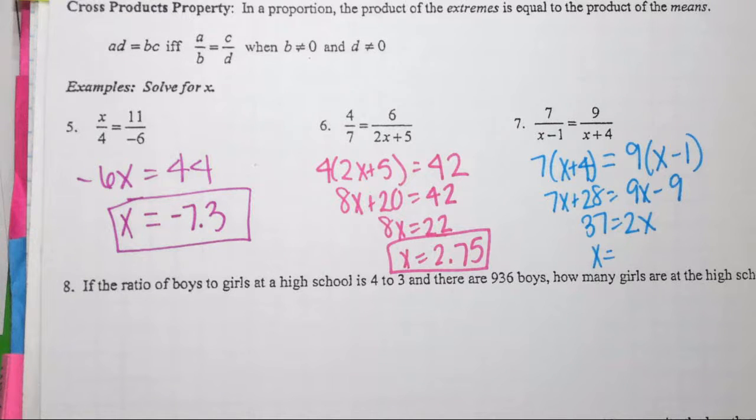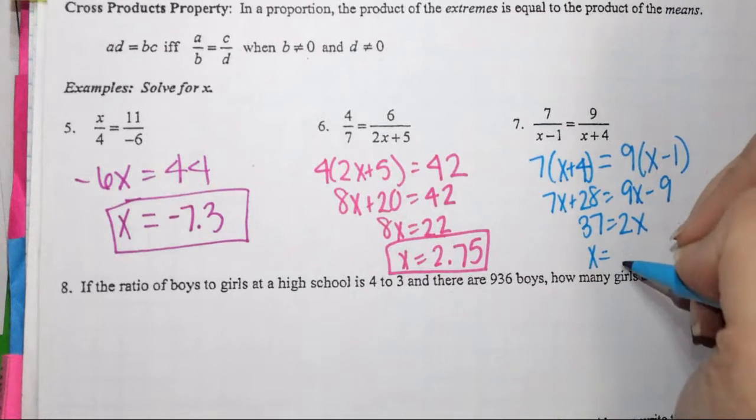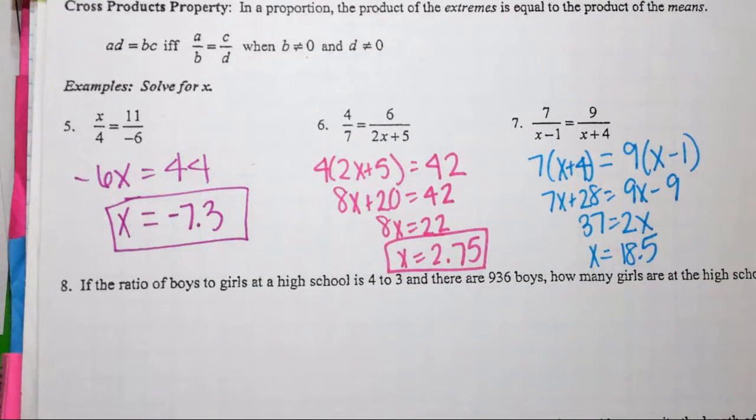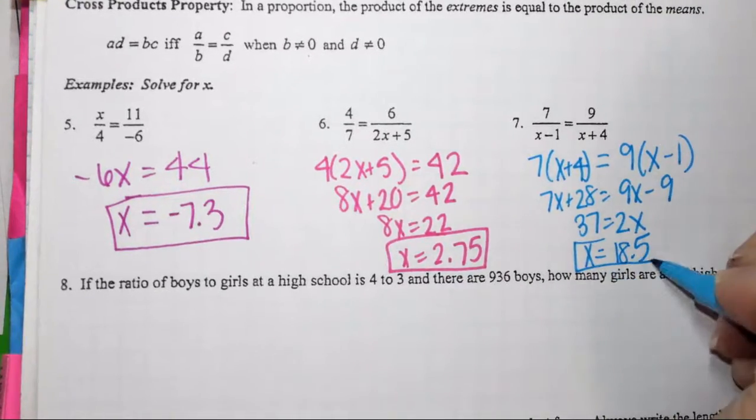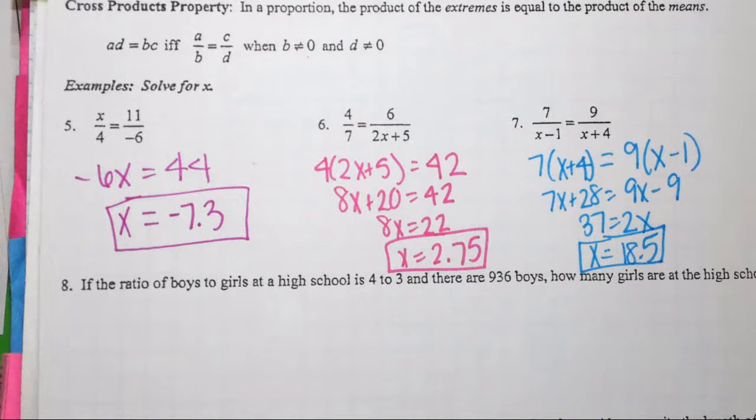Mazera, let me know when you're ready. Yes, ma'am. And what do we get for x? 18.5. Awesome. Take a point. How many of us got it right at our table? If everybody got it right, take 2 points.